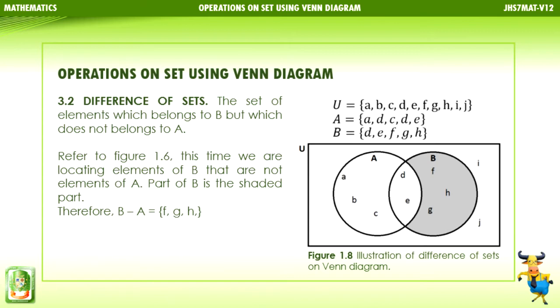3.2 Difference of sets. The set of elements which belong to B but which do not belong to A. Refer to figure 1.8. This time we are locating elements of B that are not elements of A. Part of circle B is the shaded part, but not the whole circle B. Therefore, B difference A is a set containing elements F, G, and H.